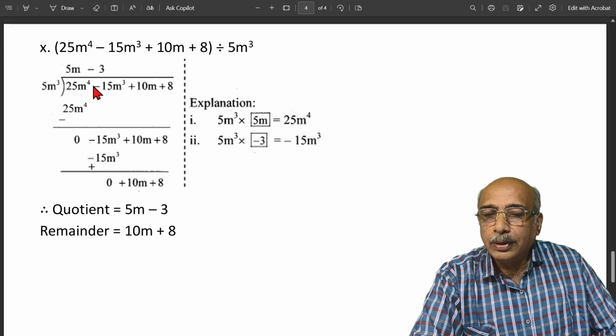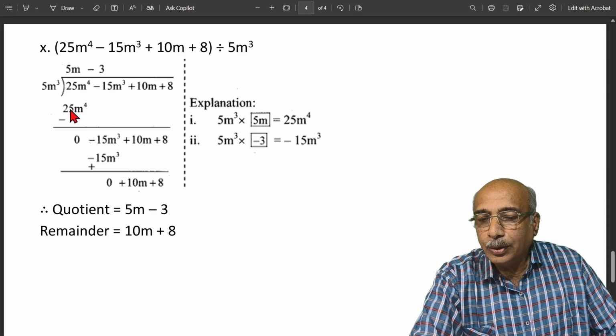Next problem. 25m raised to power 4 minus 15m cube plus 10m plus 8 divided by 5m cube. 5m cube is here. Here it is 25m raised to power 4. So 5 5s are 25. M raised to power 3 into m will give us m raised to power 4. Here it is explanation given. So we'll take 5m here. 25m raised to power 4 will come here. Remainder becomes 0. Bring down the two terms there.